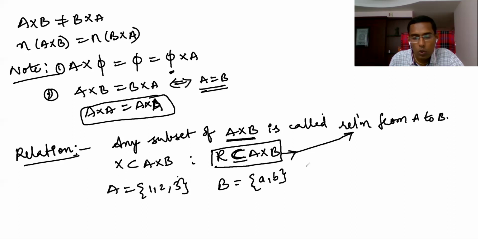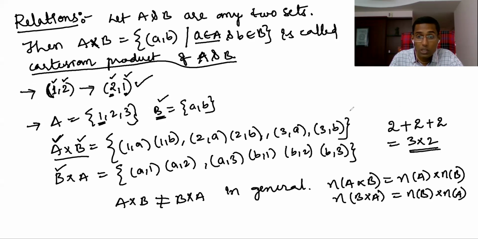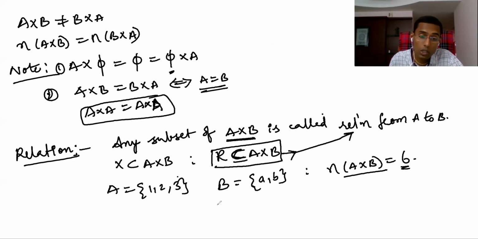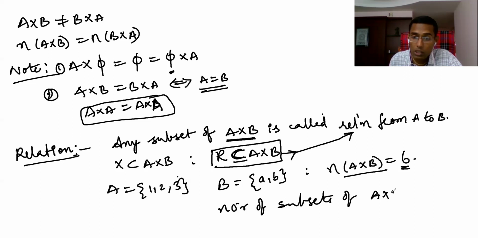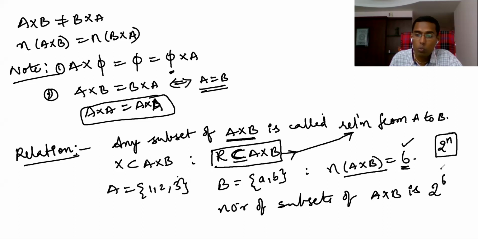So here I already told you n of A cross B, the number of elements in A cross B, is 6. If A cross B has 6 elements, how many subsets do you get? The number of subsets of A cross B is 2 to the power of 6. Yes or no? The formula is 2 to the power of n for the number of subsets. If A has 6 elements, the number of subsets will be 2 power 6.